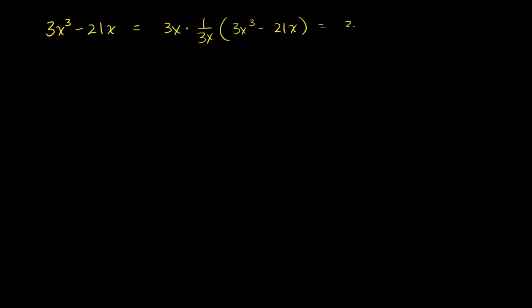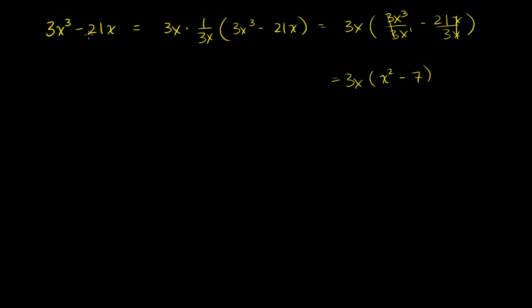So this is going to be the same thing as 3x times 3x to the third over 3x minus 21x over 3x. And now this is going to be equal to 3x times... what's this first term equal to? The 3's cancel out. x to the third divided by x. We learned in our exponent rules, you could just subtract the exponents there. That's x times x times x divided by x. It's just going to be x times x, or just x squared. And then the x's cancel out here. 21 divided by 3 is 7. x squared minus 7.